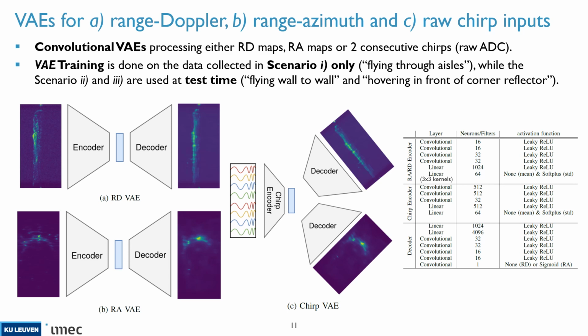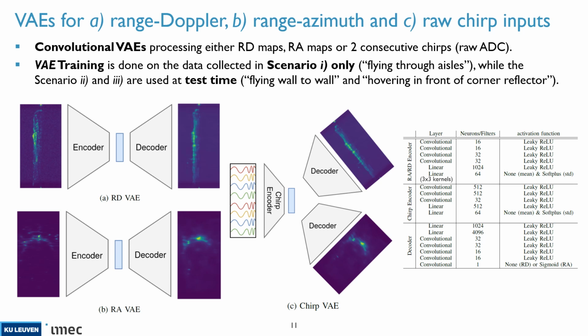The CVAE decoder is composed of a first decoding branch, which minimizes the mean square error with regard to the range Doppler maps, and a second decoding branch, which minimizes the mean square error with regard to the range azimuth maps. The detail behind the network architecture for each setting is given in the table shown in this slide.